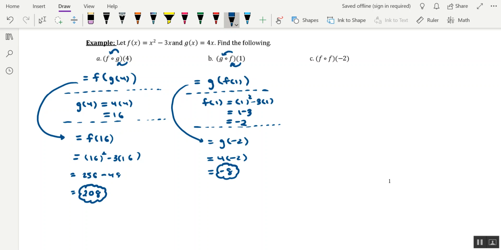Part C is kind of a curiosity. Here we're composing a function with itself, which is definitely something that can happen with this operation. So even though it's f of f of negative 2, we'll still operate in the same way as we were doing with example part A and part B. So we'll first plug negative 2 into the function f of x, and then whatever comes out of that will get plugged back into the function f of x. So in other words, we're going to figure out f of f of negative 2.